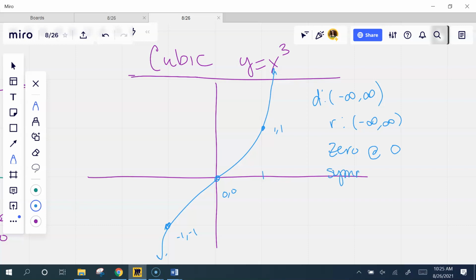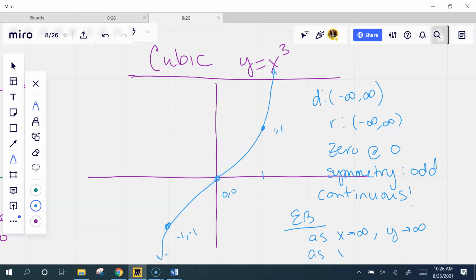Symmetry. Symmetry is odd. What else? What are we missing? No maxes and mins. Is it continuous? Continuous. End behavior: as x goes to infinity, yep. How about as x goes to negative infinity? Yep.